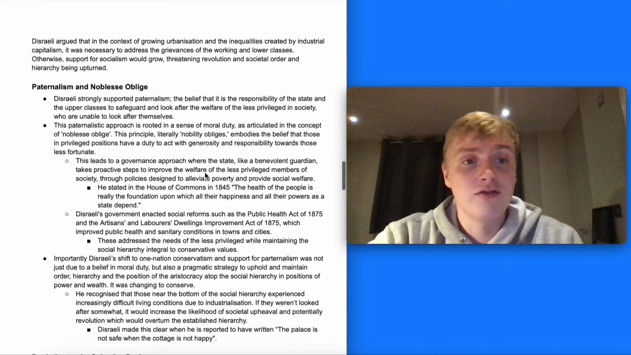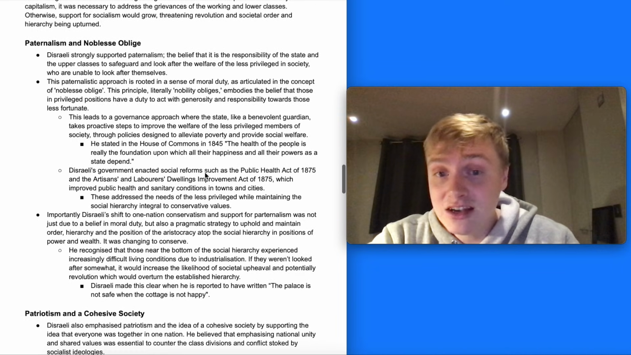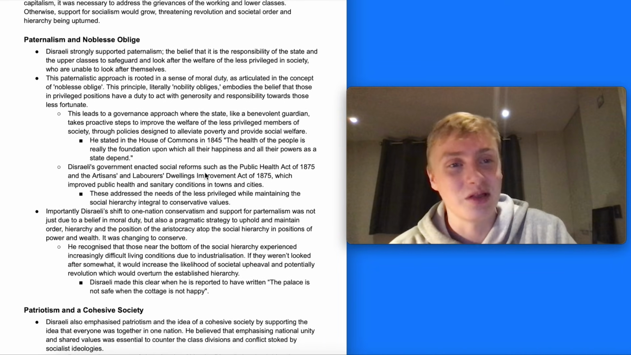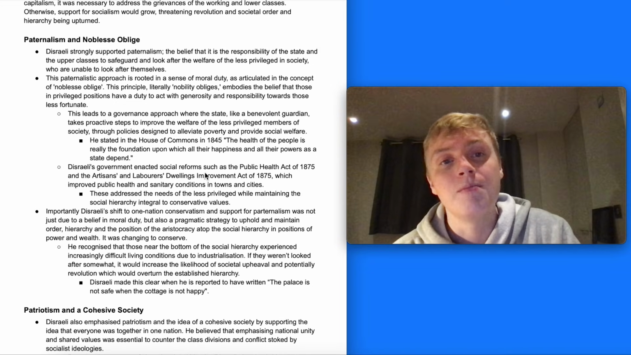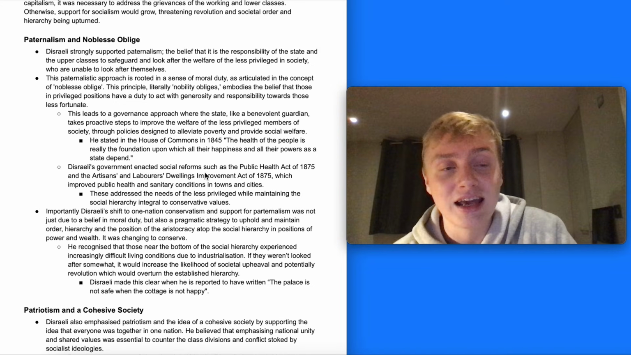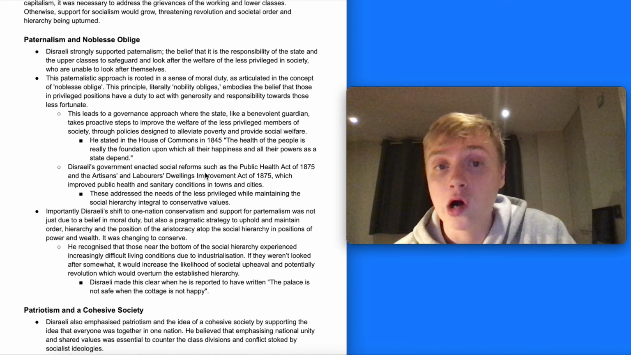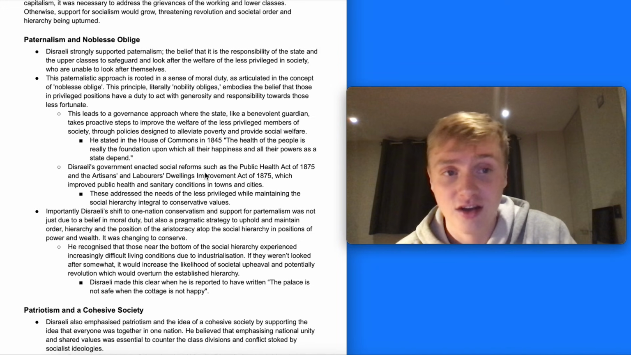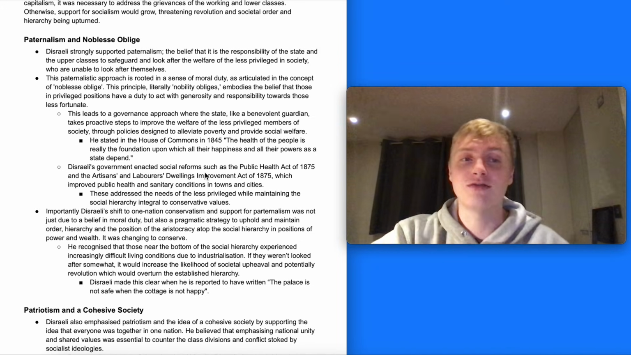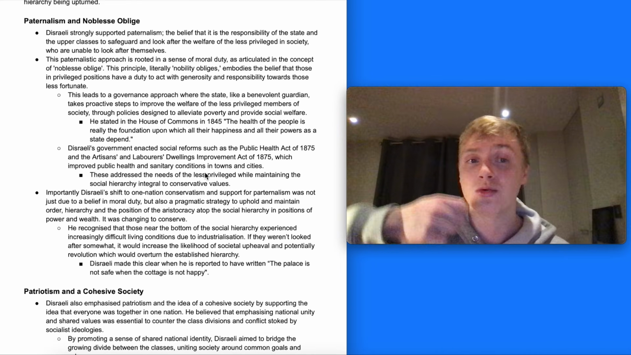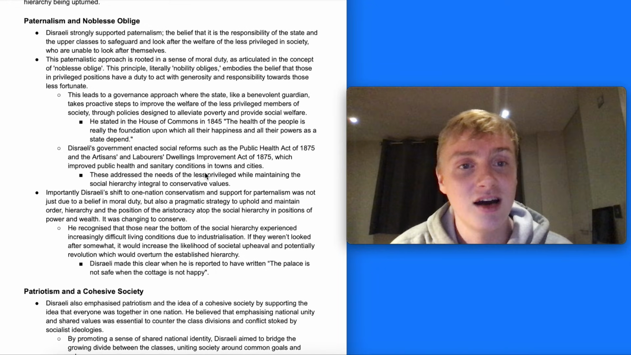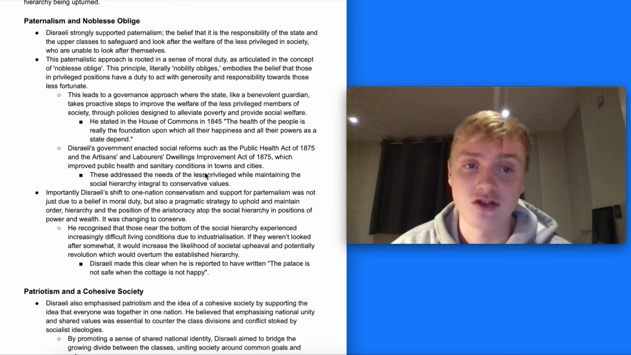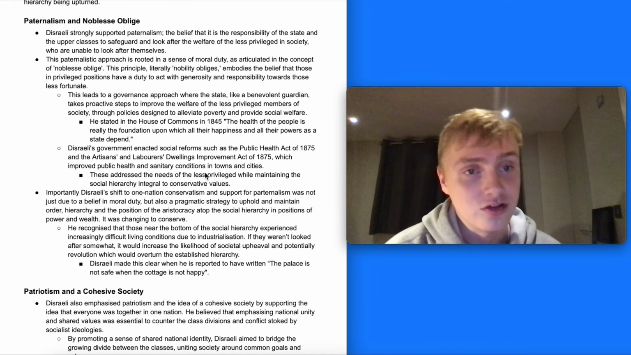Key ideas, the first one is paternalism and noblesse oblige, which again we looked at earlier in the video. This is the idea that it is the responsibility of the state and the upper classes to safeguard and look after the welfare of those less privileged in society. This came into the idea of noblesse oblige, which is effectively the obligation of nobles to look after those in lower positions in society and act with generosity and responsibility towards them.